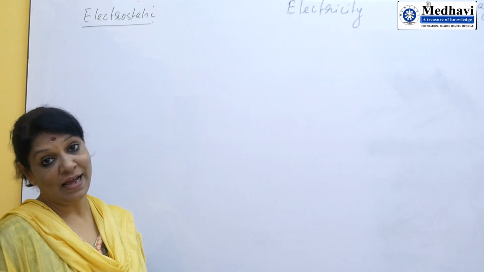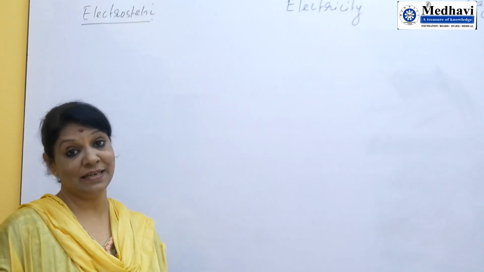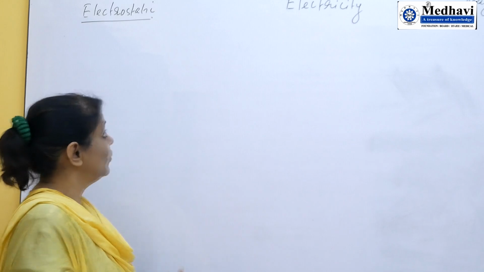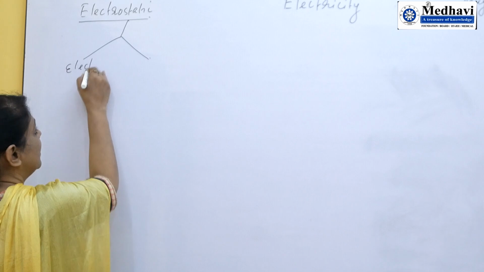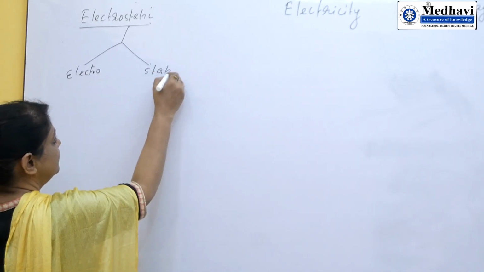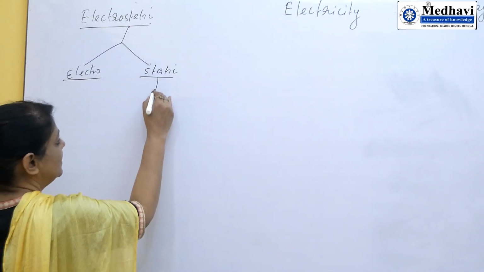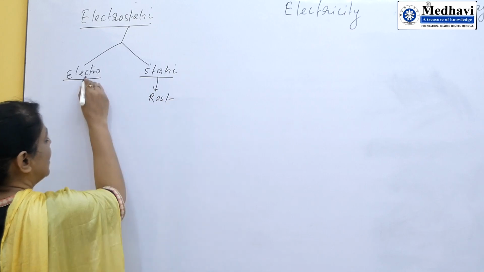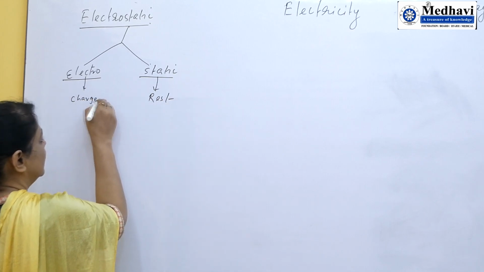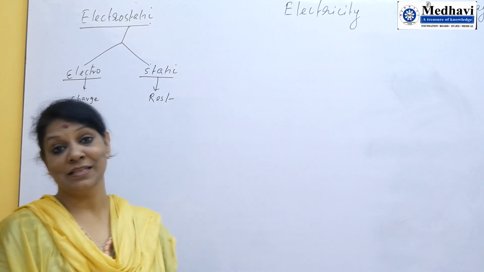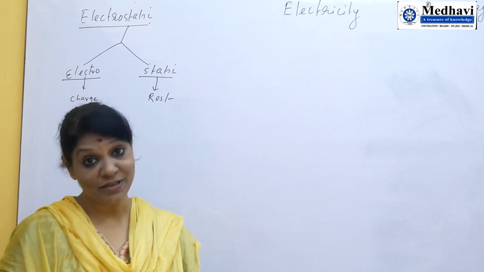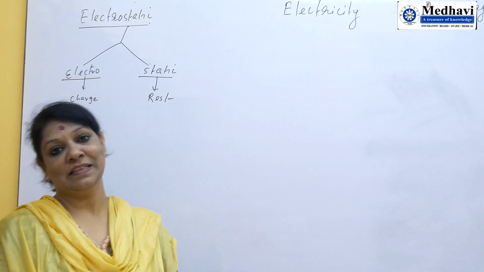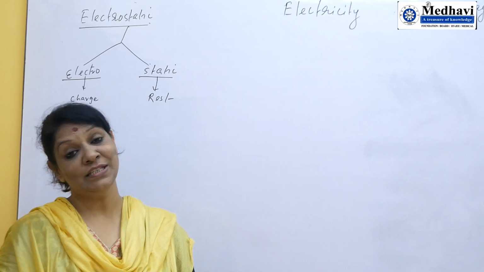Electrostatic. Two words, electro and static. Static means rest, electro means charge. So you can see that this branch of physics is made up of electro and static. Static means rest and electro means charge. So the branch of physics in which we study about charges in the rest condition, in the rest position, that branch of physics is known as electrostatic.